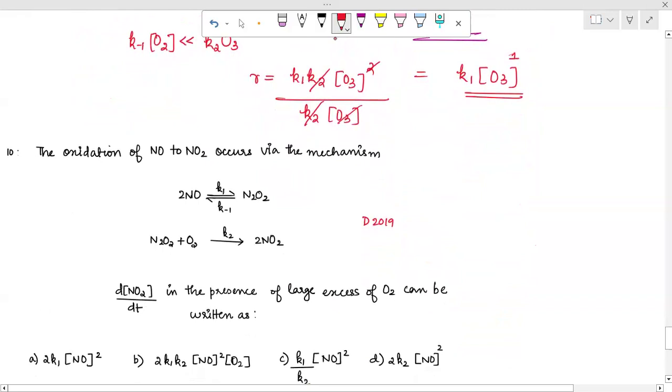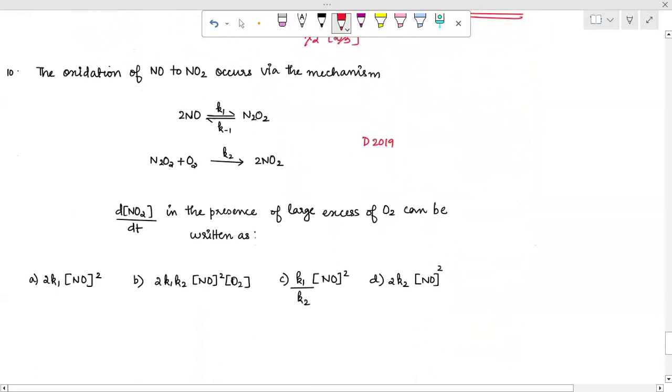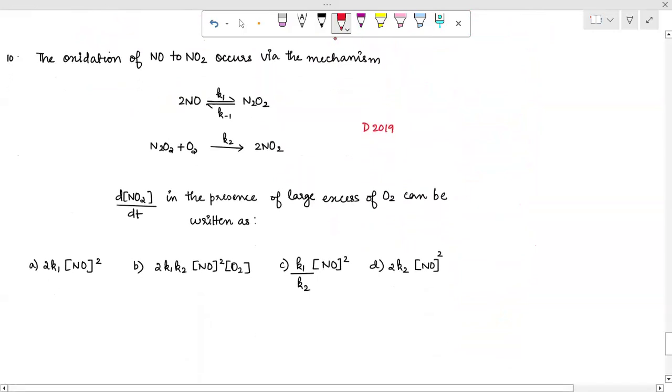Now the last question from the set. The oxidation of NO to NO2 occurs via the following mechanism. The mechanism is given to you. So the question is dNO2 by dt, which is the product formation, in the presence of a large excess of O2, can be written as.